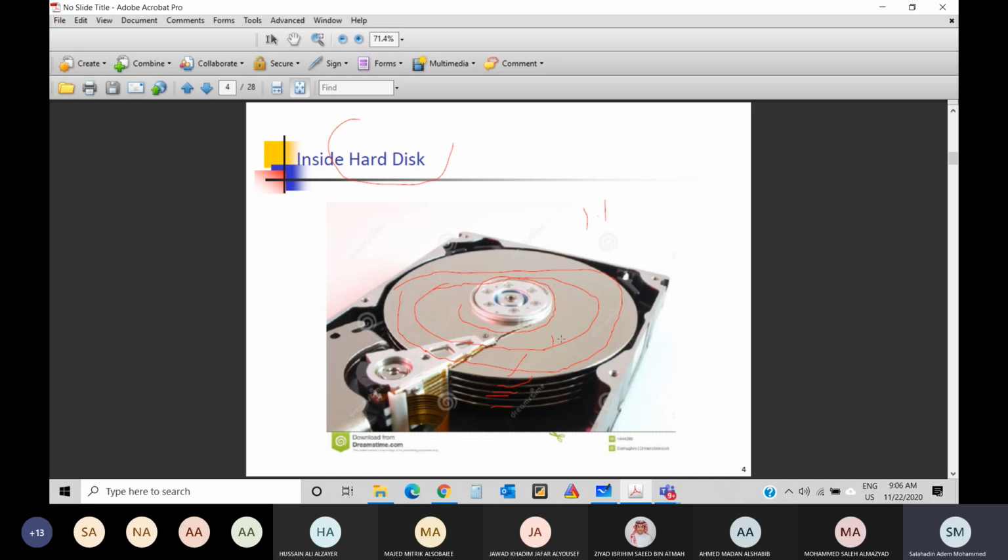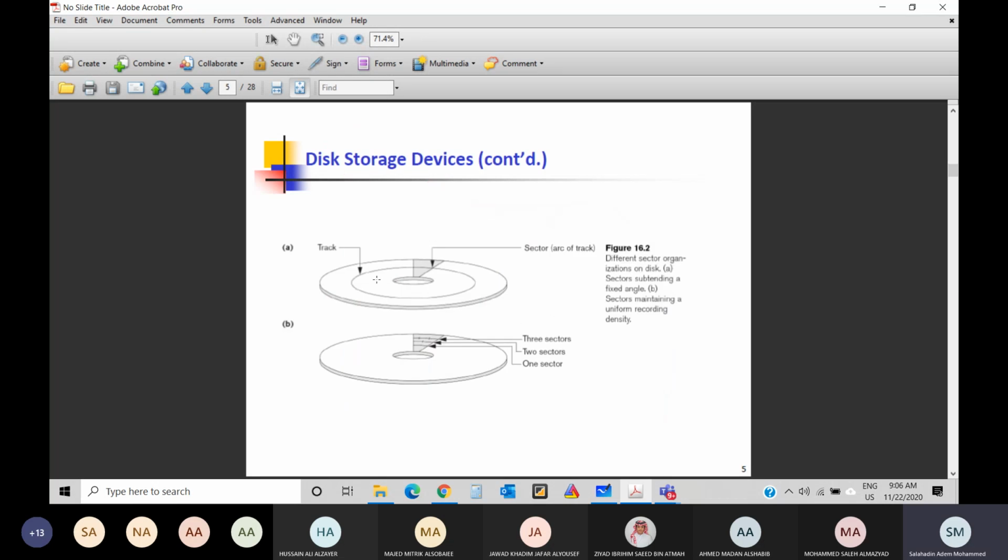So if there are 1,000 circles here, there are also 1,000 circles here, 1,000 circles here, and 1,000 circles here. They are identical. Each of these disks is identical. Let me show you an example of a disk. This is one platter, and this is a circle, but this is just one circle, and there are many circles.